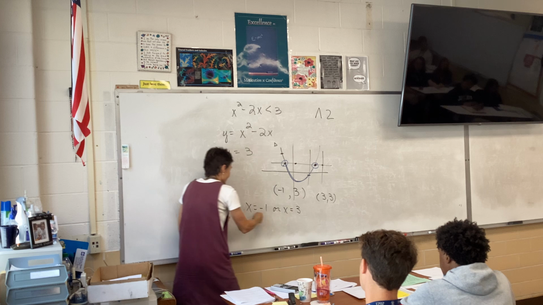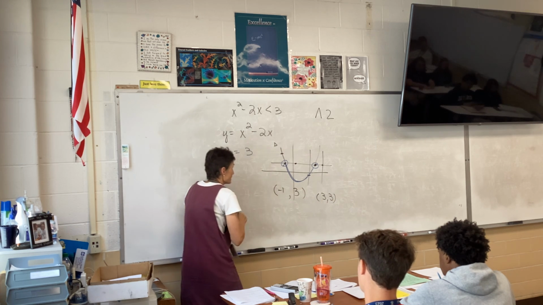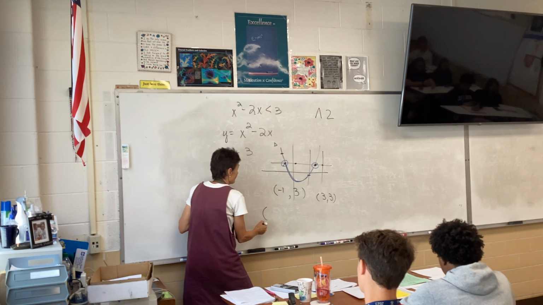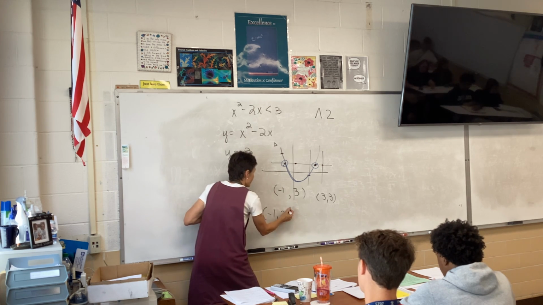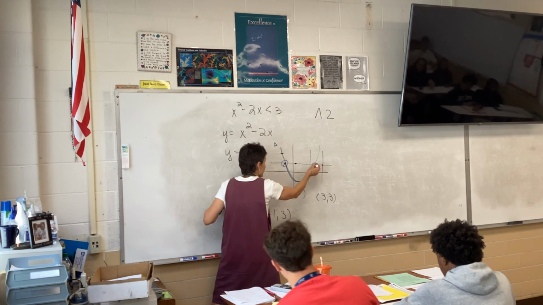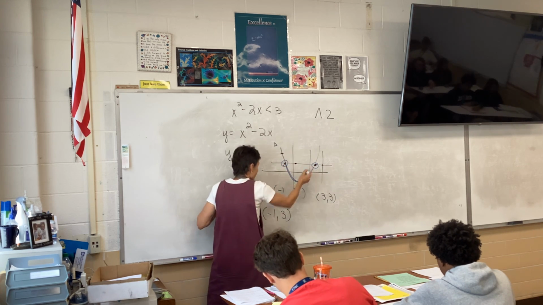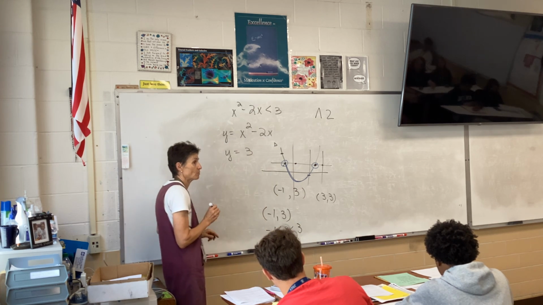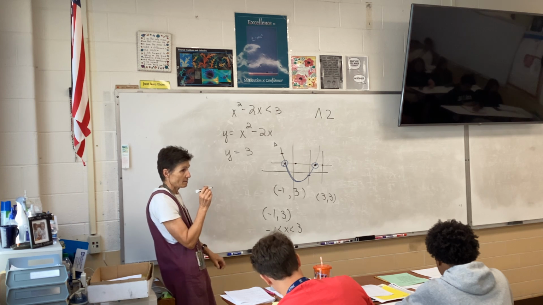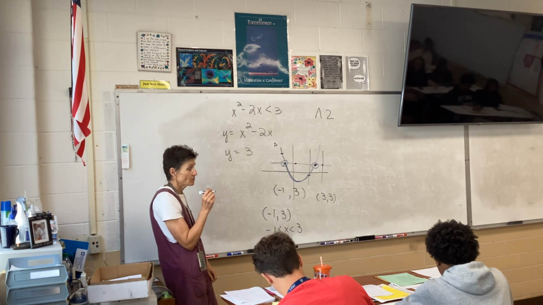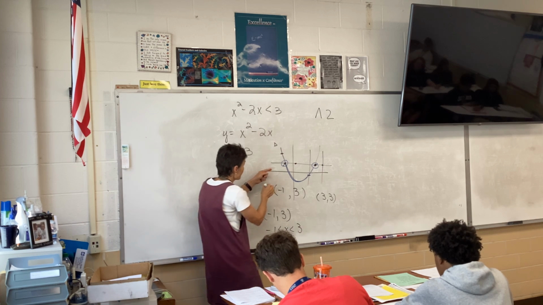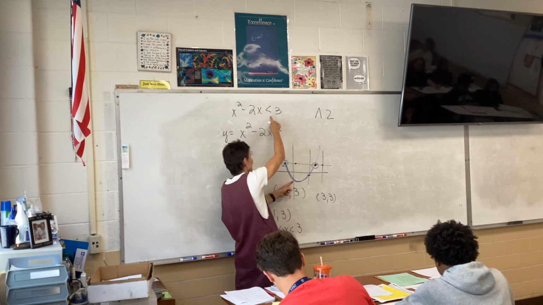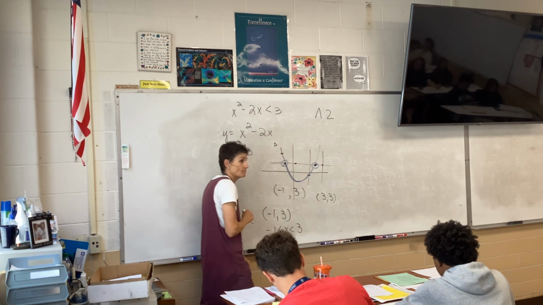So the answer isn't this. The answer is everything in between those 2. So as an interval, it's going to look the same, right? -1, 3. Everything in between those 2 numbers. This is a point. This is the interval from -1 to 3. Those are the x values where the first curve, the parabola, is below, less than the second curve.